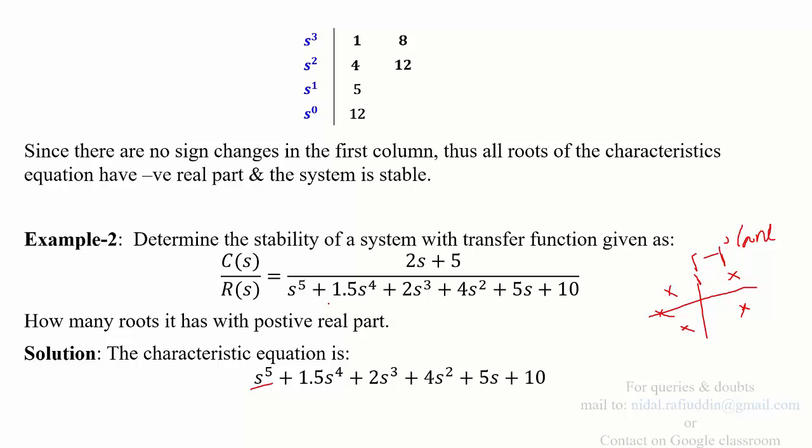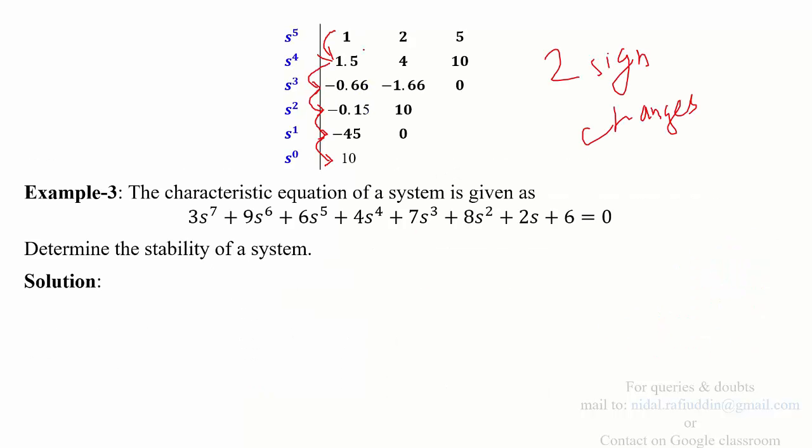After locating all the 5 roots on the S-plane, you will see that 2 roots lie on the right half of the S-plane, which is also proved by this Routh table. So we answer this question as: the system is not stable, and it has roots with 2 sign changes, that is, 2 roots lying on the right half of the S-plane.